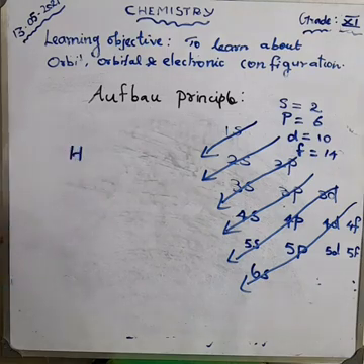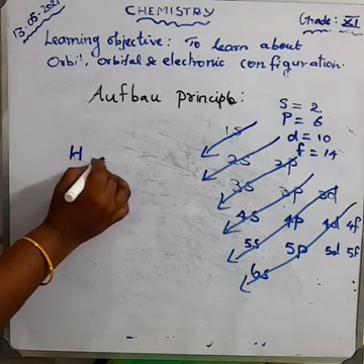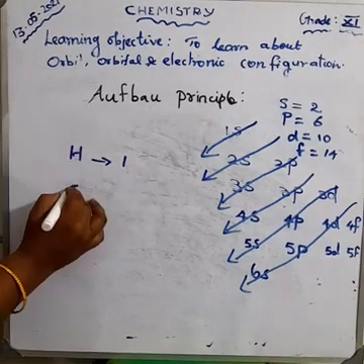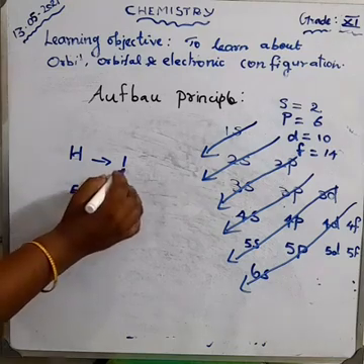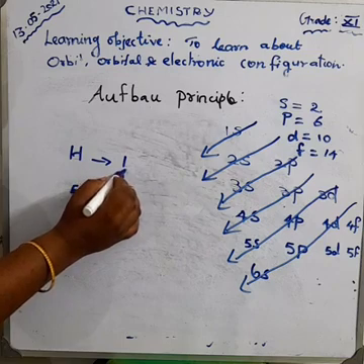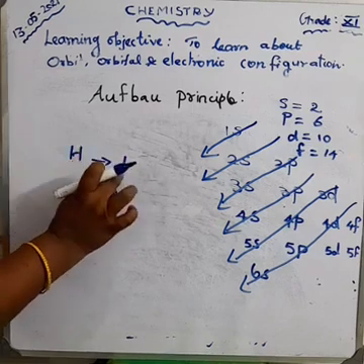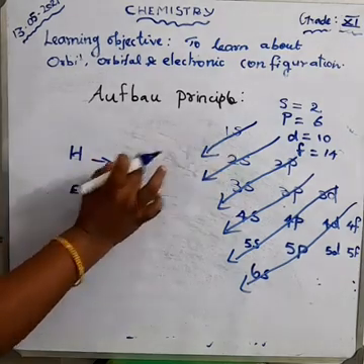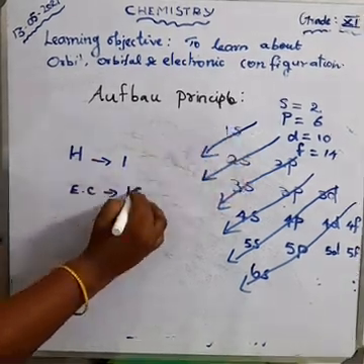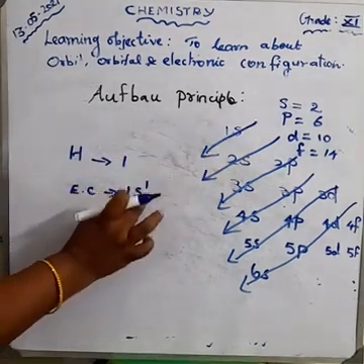hydrogen. You know the atomic number of hydrogen is 1. So how do you write the electronic configuration of hydrogen? Atomic number 1 means how many electrons are there? Only 1 electron. So the hydrogen atom has only 1 electron. So the electronic configuration for hydrogen is 1s1, only one electron.